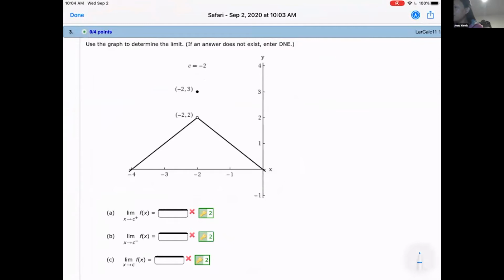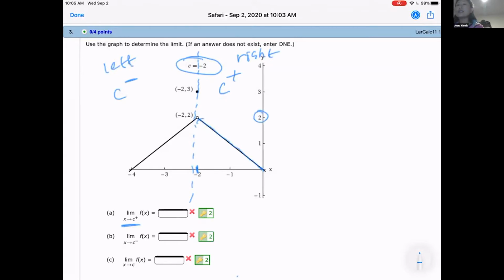A, it's asking you x approaches c from the right. C is just a different number, which in this case they told you is -2. So I'm looking at the -2 here. Plus means looking from the right. So I'm gonna draw a line. This is your right, this is left. Are you with me? That's the positive side, that's the negative side. C to the positive and c to the negative, okay? So looking at this side, where does this approach?